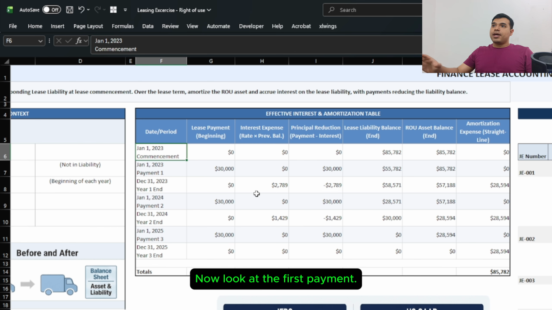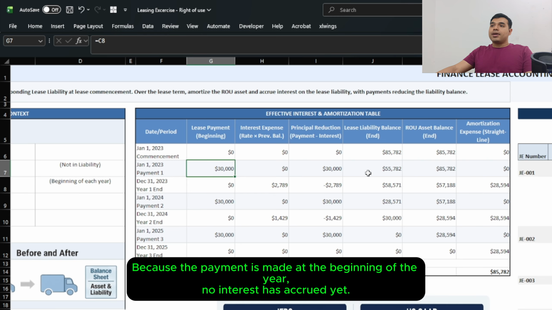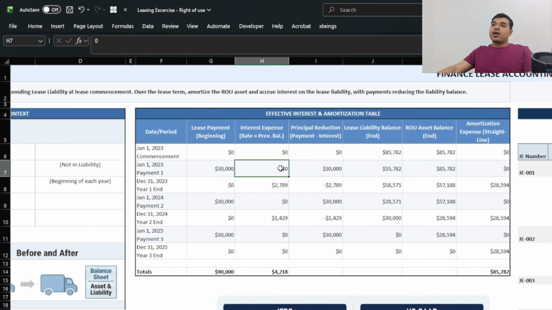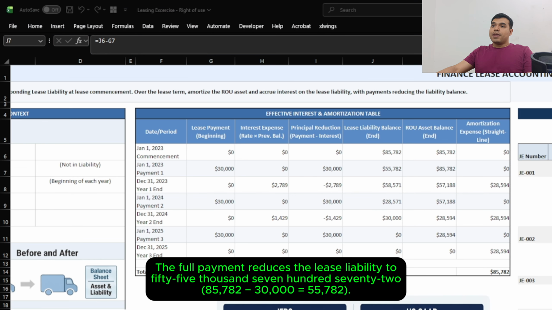Now look at the first payment. On day one, $30,000 is paid in cash because the payment is made at the beginning of the year. No interest has accrued yet. The full payment reduces the lease liability to $55,782, and that's the new lease liability balance.